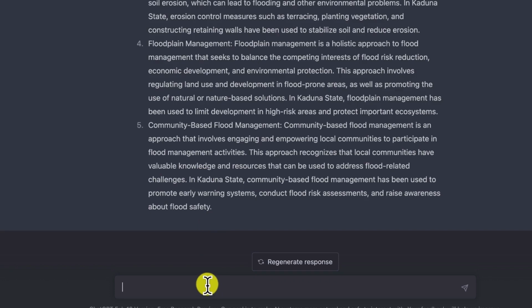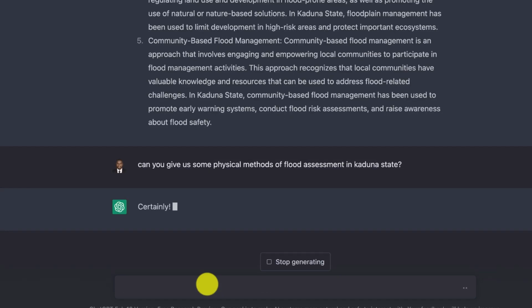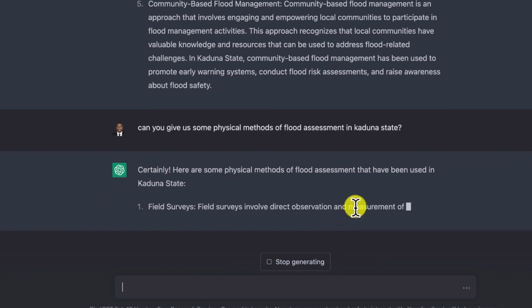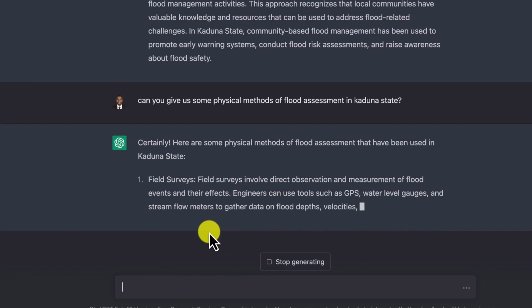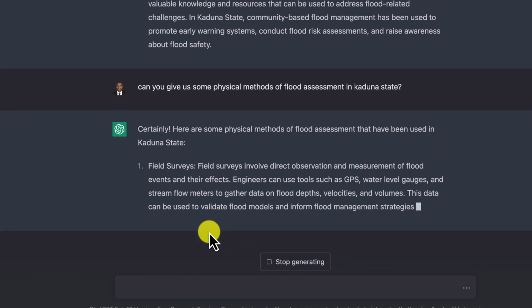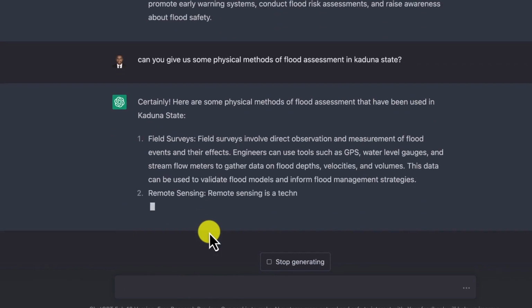Can you give us some physical methods that have been used to assess flood mitigation in Kaduna State? So you can just be very specific. Physical methods of flood. So it's going to give you, certainly, here are some physical methods of flood assessment. So you can see field surveys. It's going to give you some details about some of the methods that have been used in Kaduna State. So field surveys have been used, remote sensing have been used.